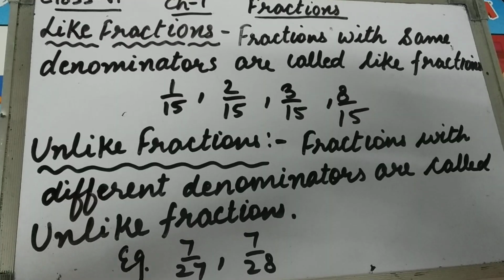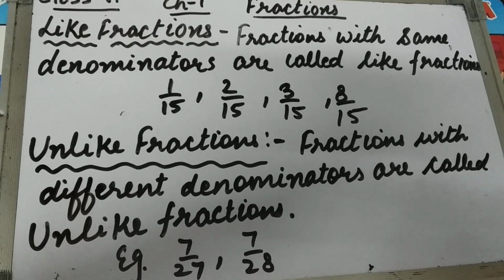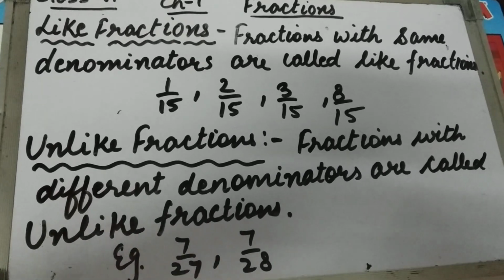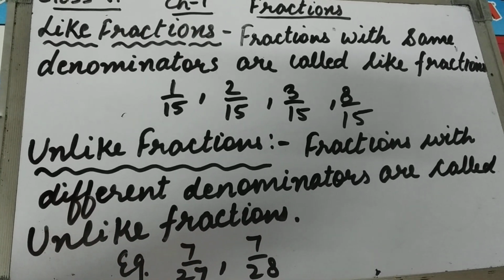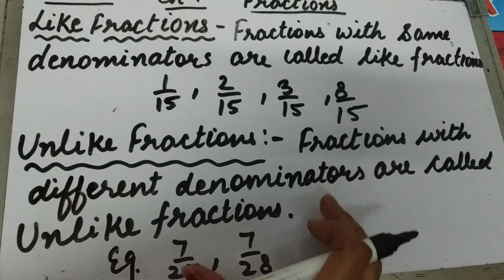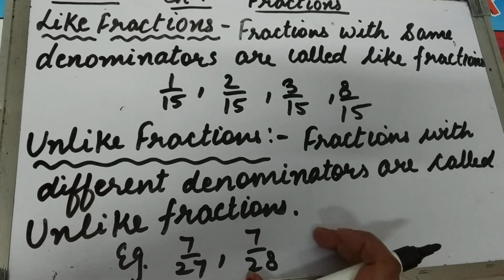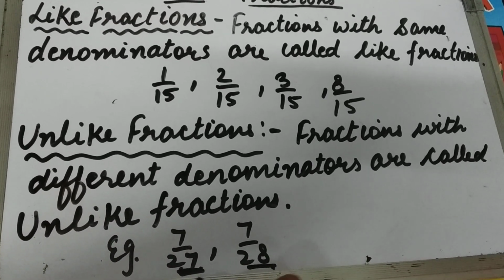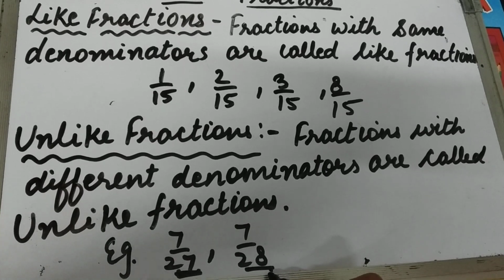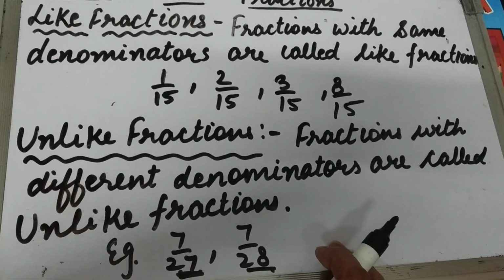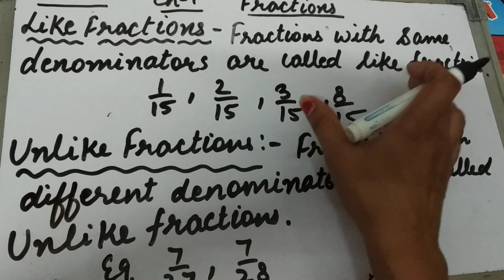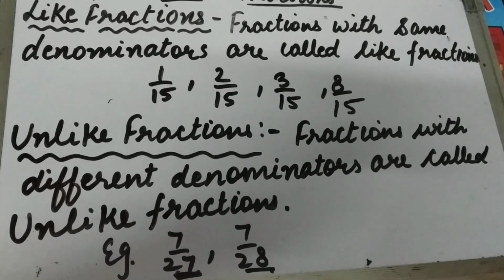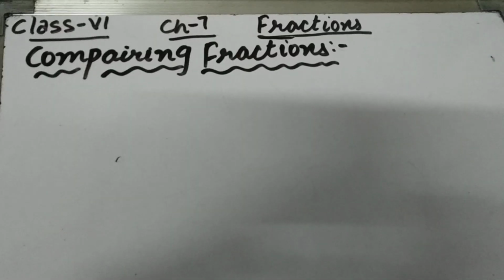Next is unlike fractions. Fractions with different denominators are called unlike fractions. For example, see this 7 upon 27 and 7 upon 28. Both these fractions have different denominators. Here the denominator is 27 and in this the denominator is 28. So these fractions are unlike fractions. The fractions with same denominators are called like fractions and the fractions with different denominators are called unlike fractions.